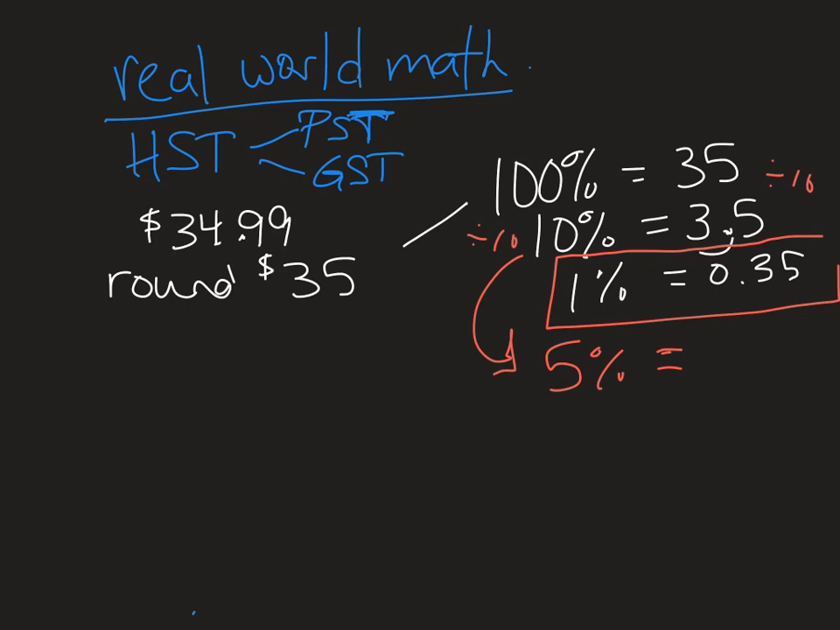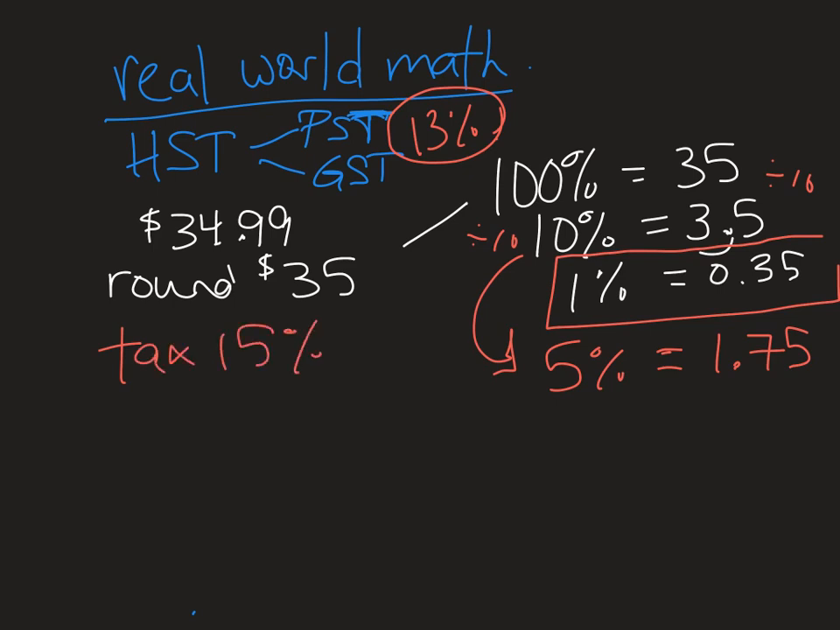17.5. So now I've got 1.75, okay? And what I can then do is say, okay, well, if tax is 13%, as I said, I just didn't write it down. Let's pretend we're going to round that as well. So the tax, we're going to round to 15%, because it's easier to just take 10% and then cut it in half than it is to take 3 of these guys and add them together.